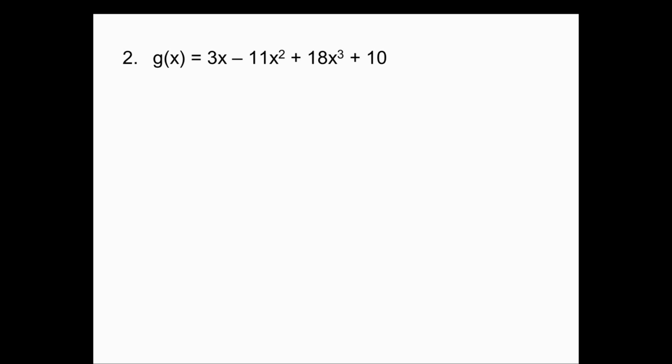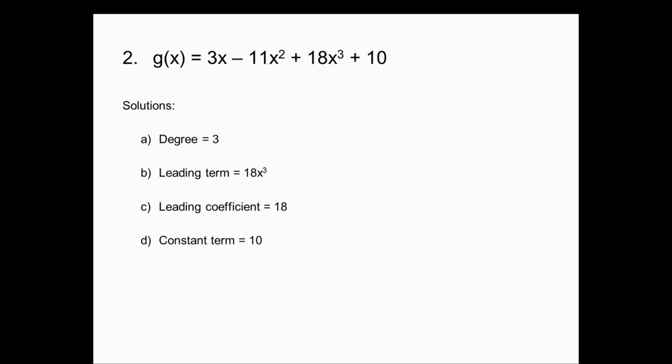Number 2, g of x is 3x minus 11x squared plus 18x cubed plus 10. Notice this one is in neither descending nor ascending form. It's just kind of scrambled up. Remember the degree, the largest exponent on a variable. So in this case it's 3. The leading term is the term that has the largest exponent on the variable. In other words, it's the term that gave you the degree. In this case, 18x cubed. Leading coefficient, the coefficient of the leading term, 18. And Part D, the constant term, the term without a variable, 10.